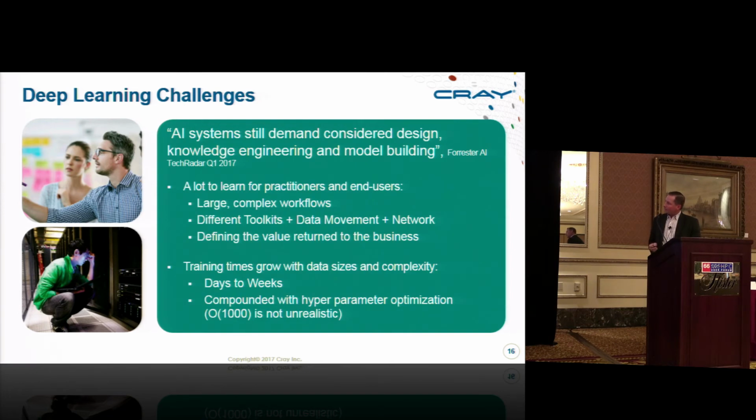So training times grow with data size and complexity. We know we start off with something that takes days. It's going to evolve to weeks. When we start to tune hyperparameter optimization, that goes completely crazy.